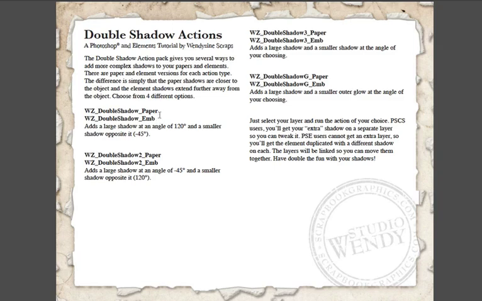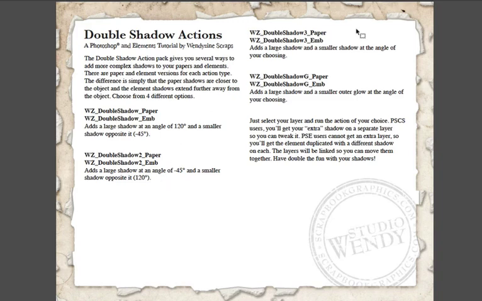So there's 4 different ones in the set: 1, 2, 3, and G. 1, 2, and 3 all use the drop shadow layer effect to add the shadows. What they end up doing is adding a small one at one angle and a larger one directly opposite it. So number 1 is going to add a larger shadow at an angle of 120 degrees and a smaller one opposite it at minus 45 degrees. Double shadow 2 is going to do the exact opposite of that. You're going to get your large shadow at minus 45 degrees and your small, tight shadow at 120 degrees.